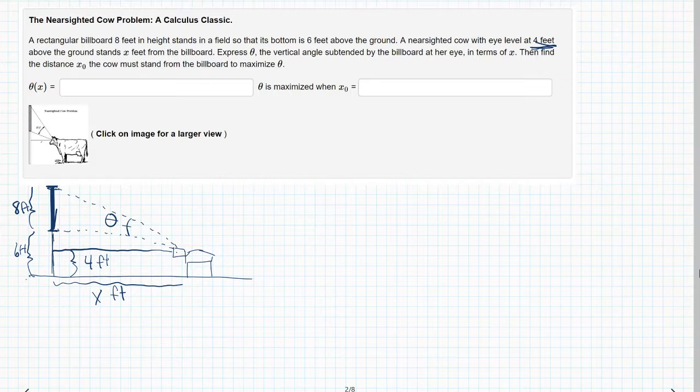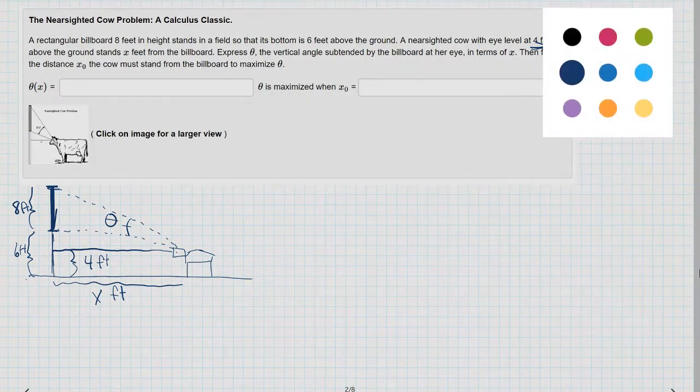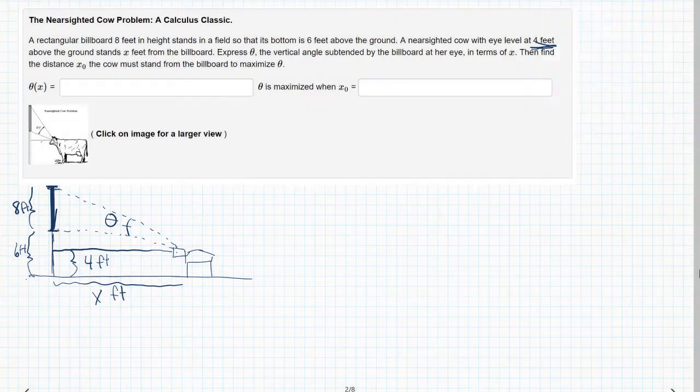And so what I would do is, there's another triangle lying here, and so let me draw that. That's the elephant in the room here. So we have a triangle going from here to here, and that's the one I'd really like to focus on real quick. Notice this distance is 2 feet, from the cow's eye level up to the billboard. That's important because we have a right triangle, so we can use that to our advantage.